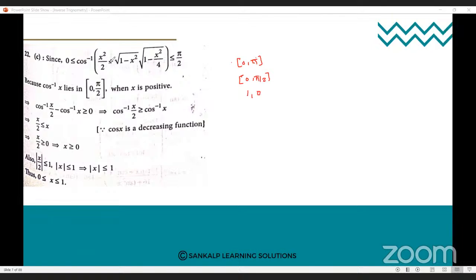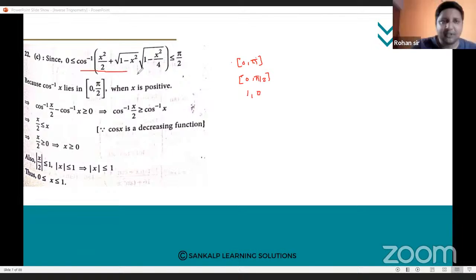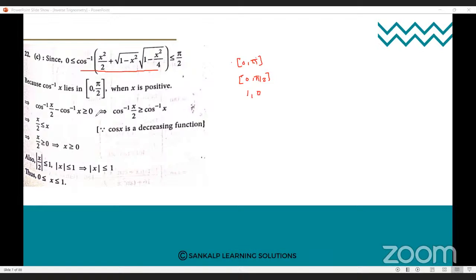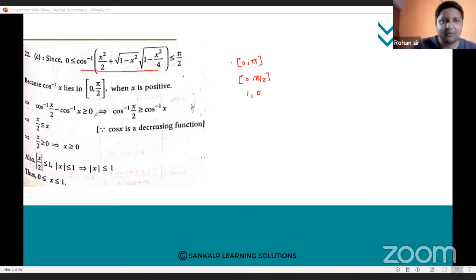So here what we are doing is in place of the LHS we are substituting the RHS. So the RHS part is cos inverse x by 2 minus cos inverse x greater than equal to 0, or on simplifying we get cos inverse x by 2 greater than equal to cos inverse x, or on further simplifying, just we are taking the coefficients. x by 2 will be less than equal to x. Or x by 2 is greater than equal to 0.